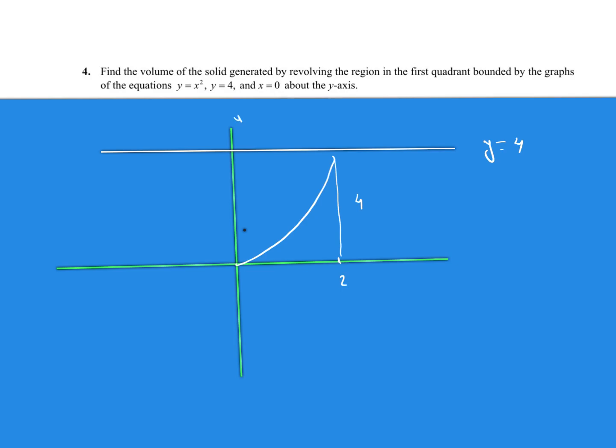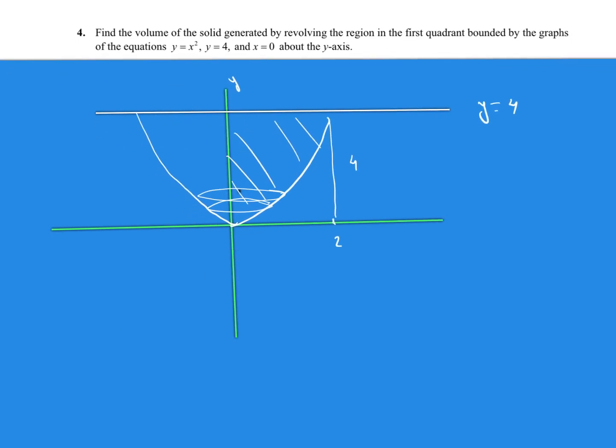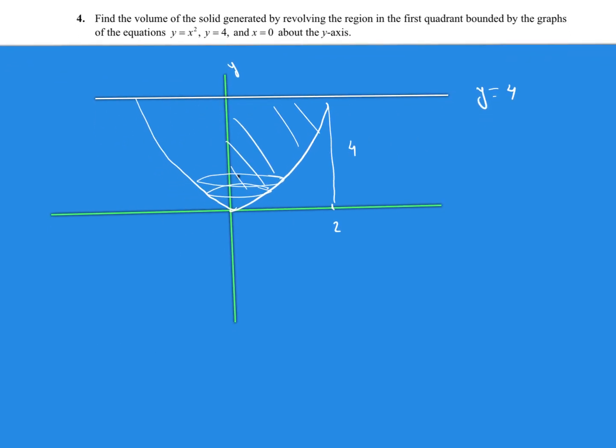If you revolve the region bounded by this graph, the region bounded is this region. So you revolve the region through the y-axis, and when you revolve, you will obtain this volume. So now you can apply this method to find the volume. What is the small volume of a disk here? The small volume of a disk is pi r squared times the height.